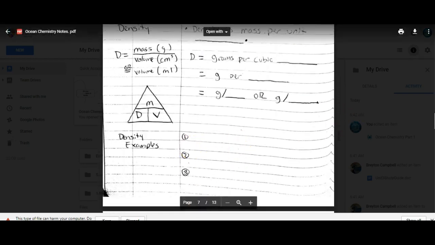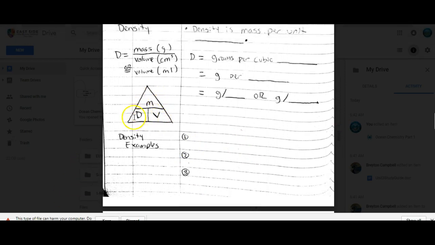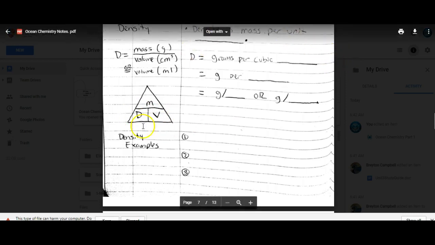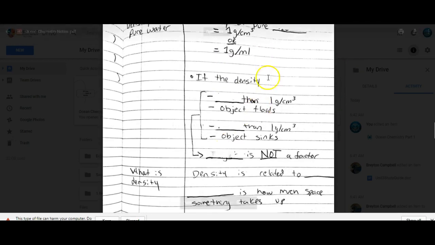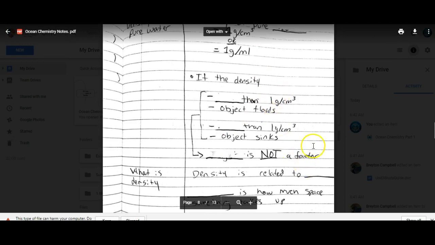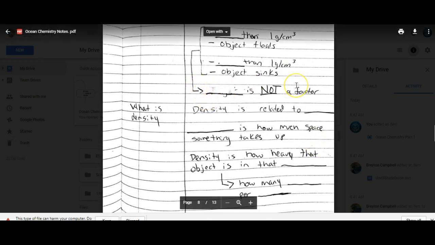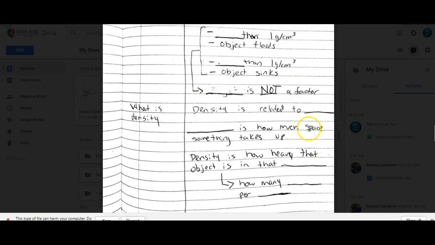Density, make sure you know how to calculate for density. I'm going to ask you to solve for mass. I'm going to ask you to solve for volume, and I'll ask you to solve for density. Make sure you're good with all your units right here. Down over here, make sure you know if it's going to float or sink based on the density. Make sure you know that mass or volume alone is not a factor.